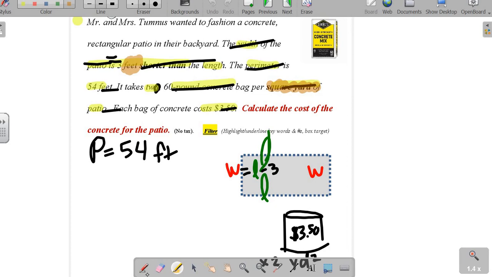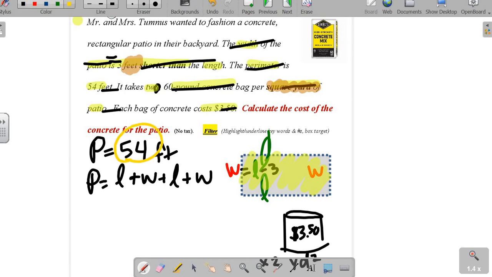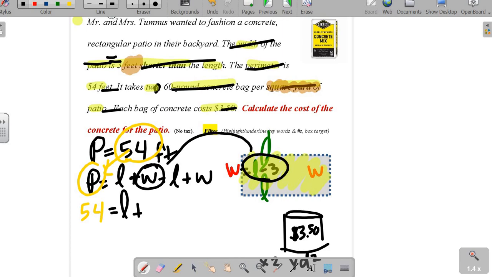First, we need to get the dimensions because concrete is an area concept. So we need to find the area. Perimeter equals length plus width plus length plus width. Let's circle, plug, chug. That's 54. The length we have just a variable for. Width, we're going to substitute the width with its length minus 3.